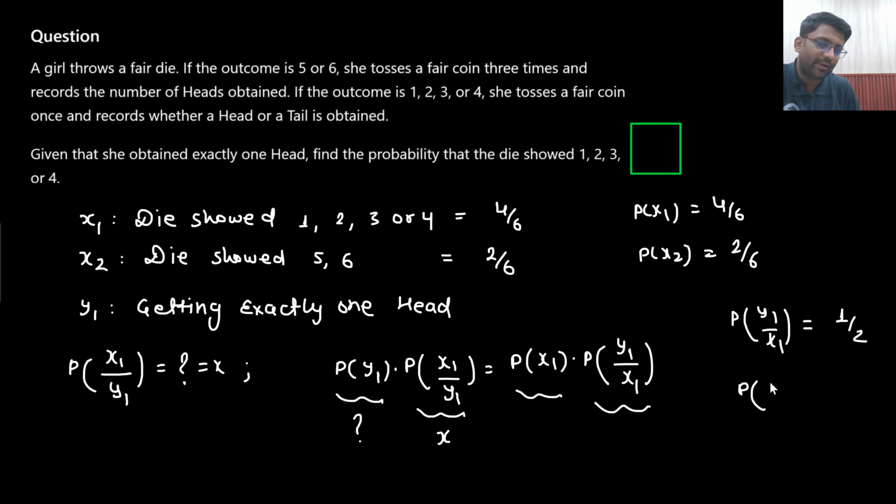And what will be the value of the probability of y2 by x1? Although I am not sure whether you are supposed to find it or not. y2 is not even given. So y1 by x2: what is the probability of y1 by x2?